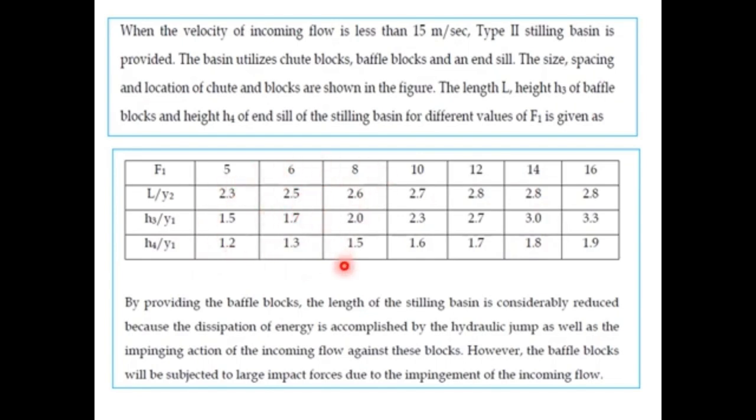So what is the advantage of providing the baffle blocks? By providing the baffle blocks, the length of the stilling basin is considerably reduced, because the dissipation of energy is accompanied by the hydraulic jump action as well as the striking of the jet, the incoming flow, against these blocks, which in turn dissipates the energy. However, these baffle blocks will be subject to very large impact forces due to the striking of the incoming flow.